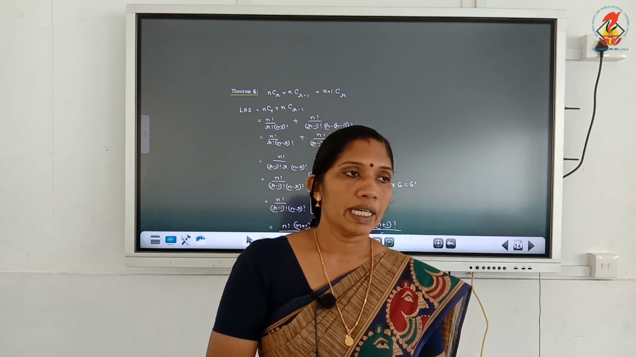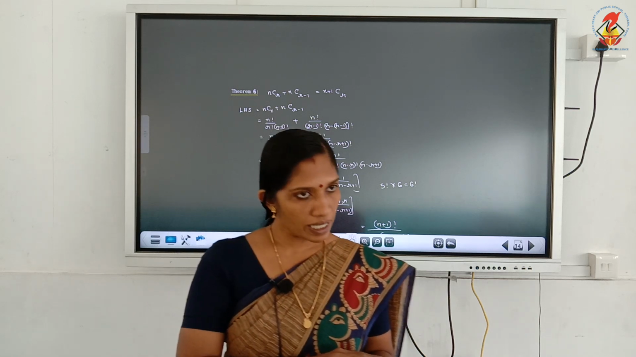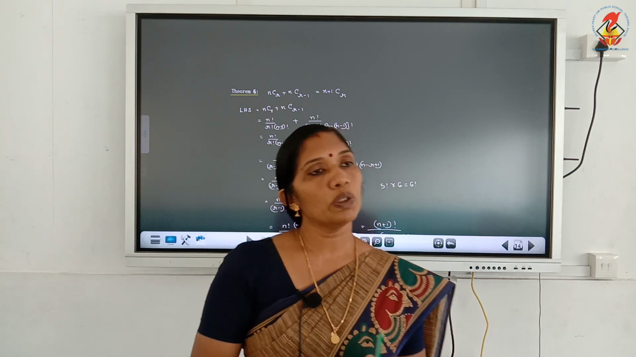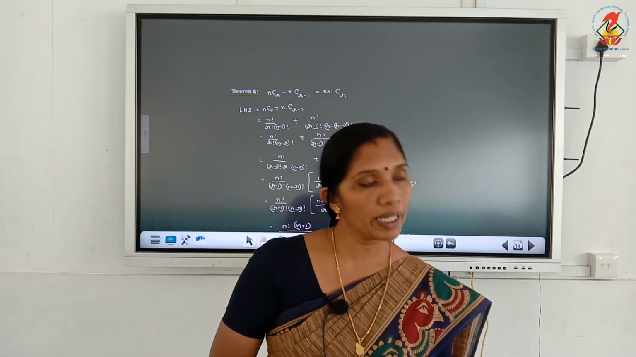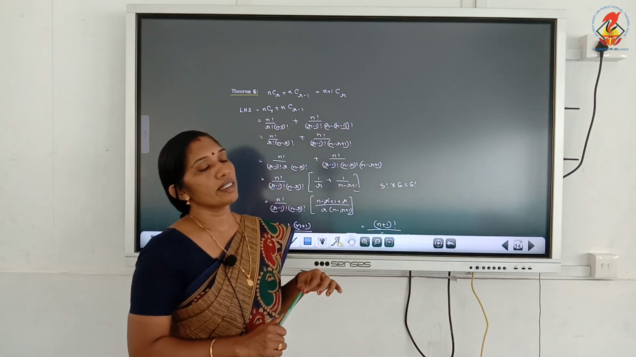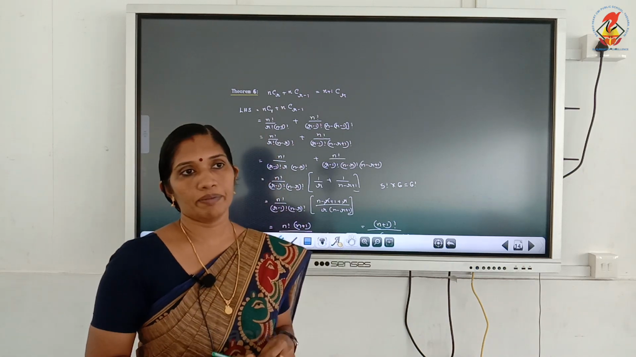Okay. Then nC0 and nCn are 1, nC1 is n. Then nCa equal to nCb means either a equal to b or a plus b is equal to n. Then nCr and nC(n minus r) both are same. Then this theorem. Okay.